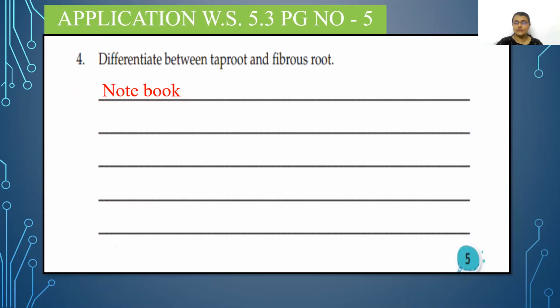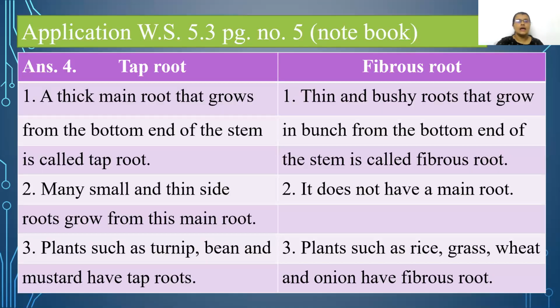Now let's move to question 4, children. You are going to write this difference in your notebook. Differentiate between taproot and fibrous root. So, first one, a thick main root that grows from the bottom end of the stem is called taproot, while thin and bushy roots that grow in a bunch from the bottom end of the stem are called fibrous root.